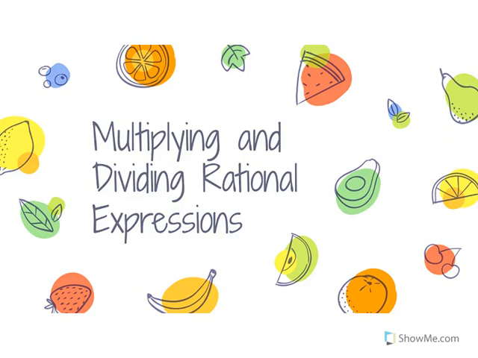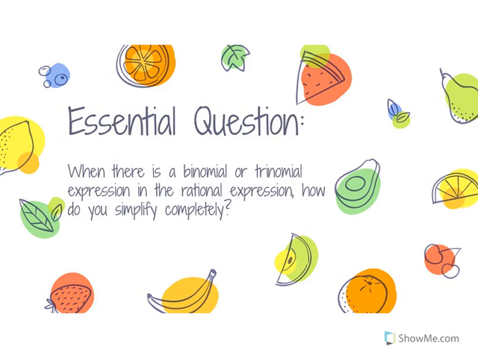Hi everyone, today we're going to be multiplying and dividing rational expressions. Your essential question for today is: when there is a binomial or trinomial expression in the rational expression, how do you simplify completely?